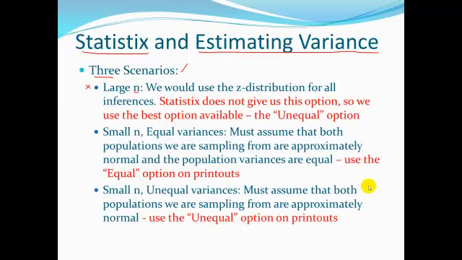All right. Now, if you have small n's, that's your small n choices. You have two of them. If your population variances are equal, if your population variances are unequal, we must assume that both populations we're sampling from are approximately normal. We need that because we're dealing with small n's. The approximate normal part comes from the small n's. The equal variance part comes from the relationship of the variances.